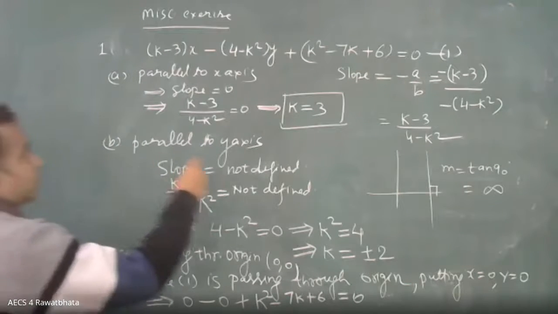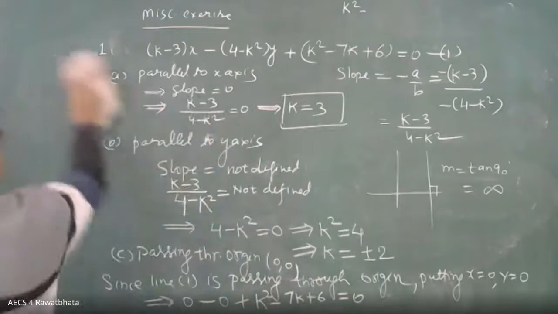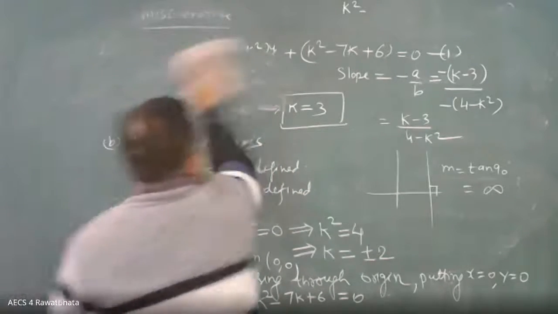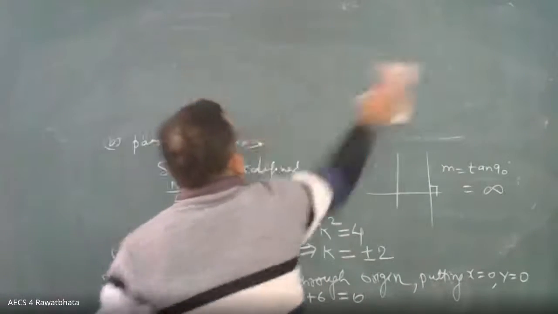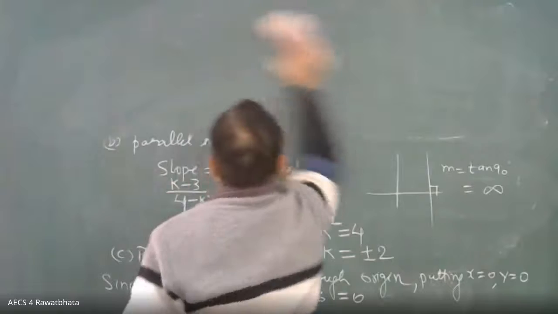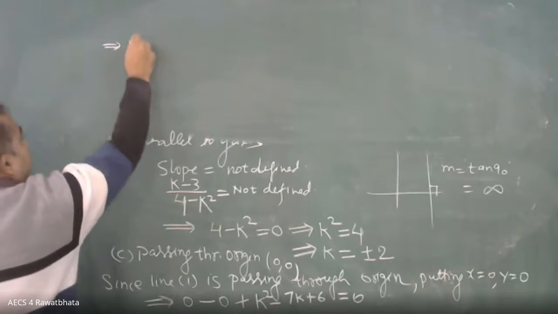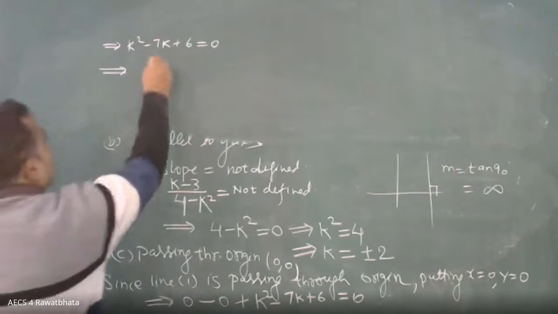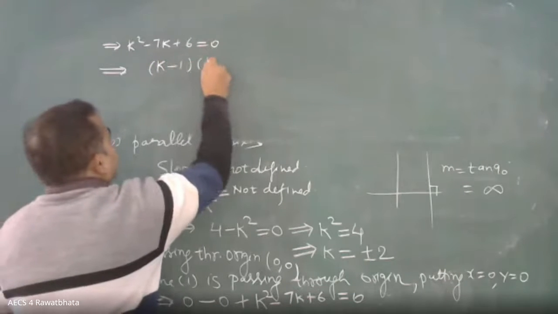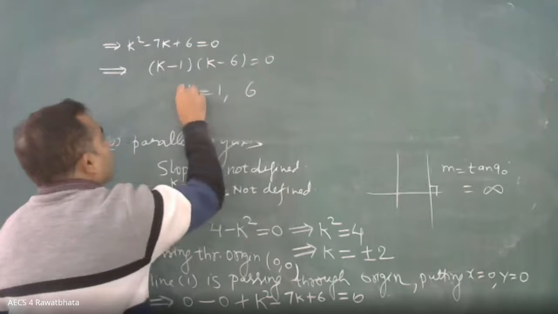Let us factorize it. k square minus 7k plus 6 equal to 0. What should be its factorization, students? 1 and 6, quite right. K minus 1, k minus 6 equal to 0, which means k equal to 1 or 6.